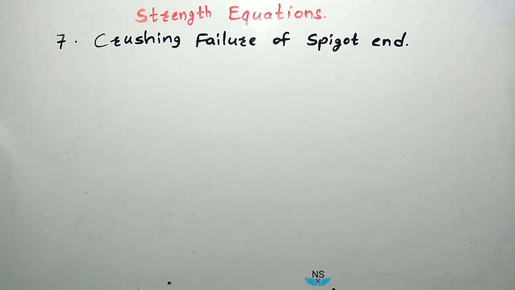Now let us see the seventh type of failure, crushing failure of spigot end. So what is a crushing stress? Crushing stress is nothing but the stress induced between two elements where there is no relative motion between two elements. मतलब दो एलिमेंट अगर एक दूसरे के कांटेक्ट में हैं और उसमें कोई रिलेटिव मोशन नहीं है, मतलब फिट है एकदम, तो वहाँ क्रशिंग स्ट्रेस आता है.